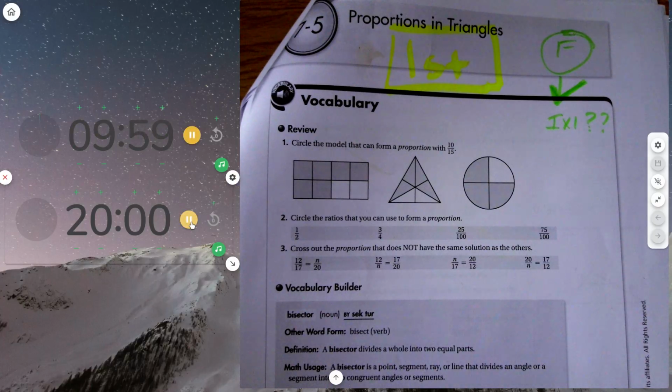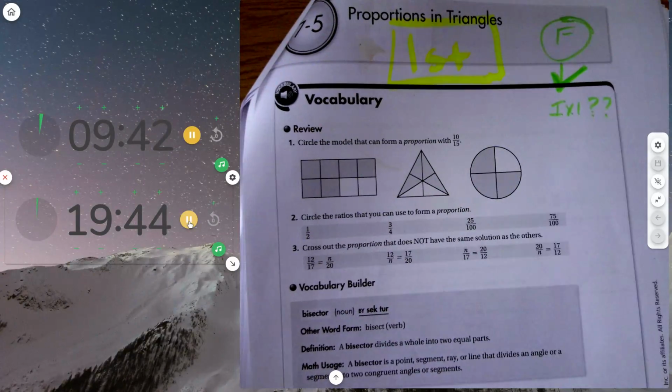All right, timers are set. Proportions in triangles, 7.5. We're going to get that. We got a few new theorems we need to get in here. You've probably already been exposed to the one in con for the angle bisector, but there's another one that's pretty cool that we need to learn so that we can use it.